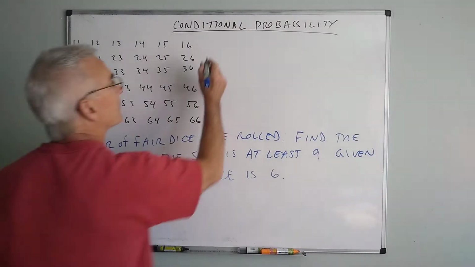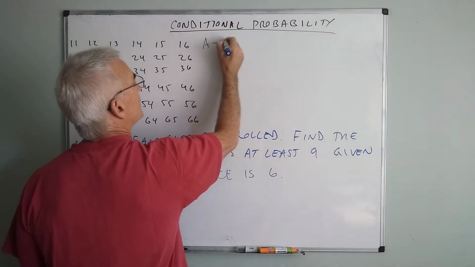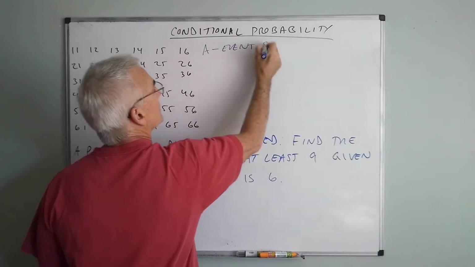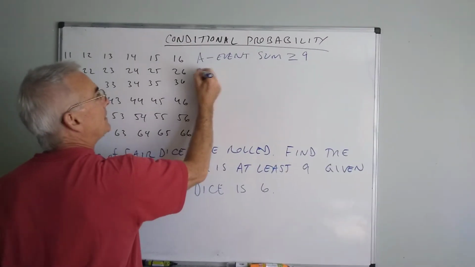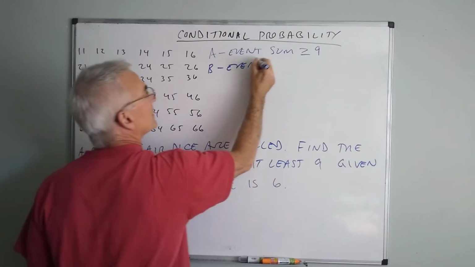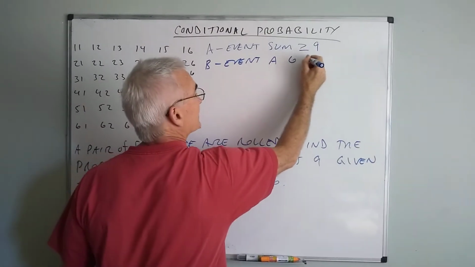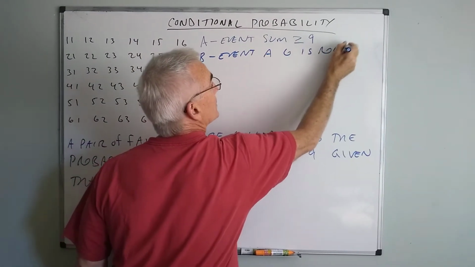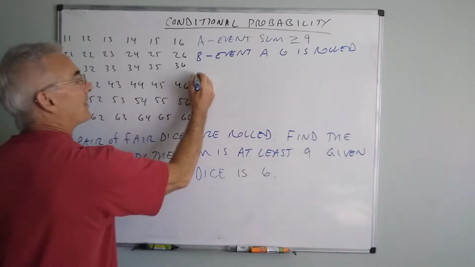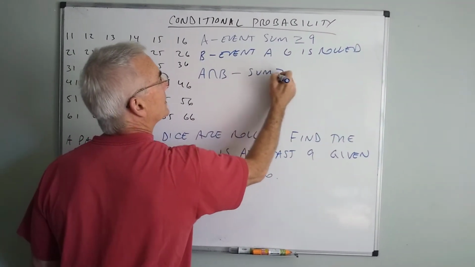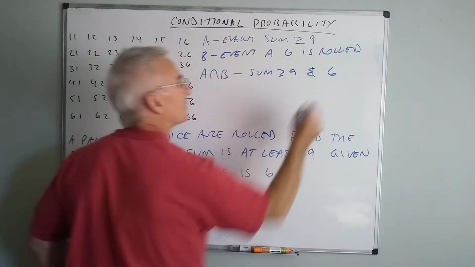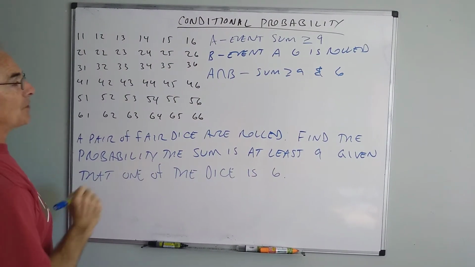So let's set up our different events here. Let's call A the event that the sum is at least 9. Let's call B the event a 6 is rolled on one of the dice at least. And then A intersect B would be the sum is greater than or equal to 9 and there's a 6 involved. So let's start with A.